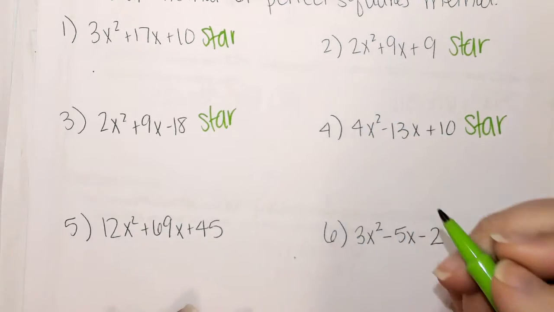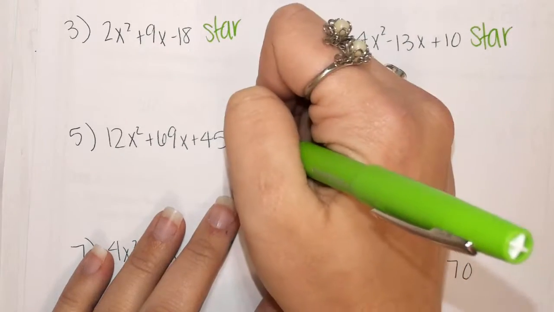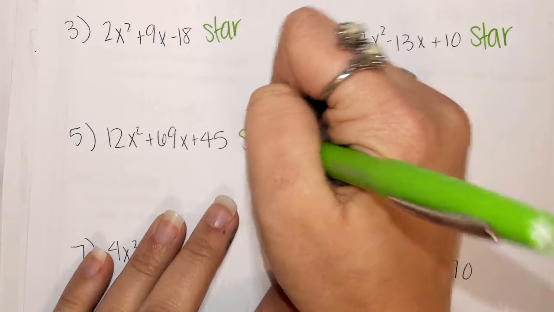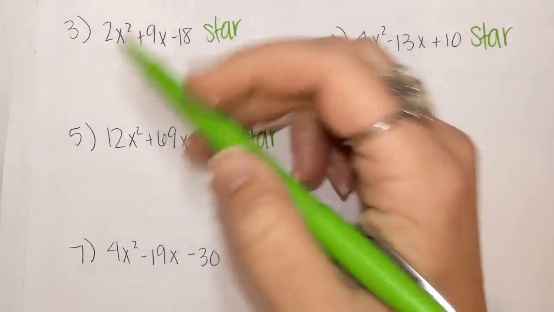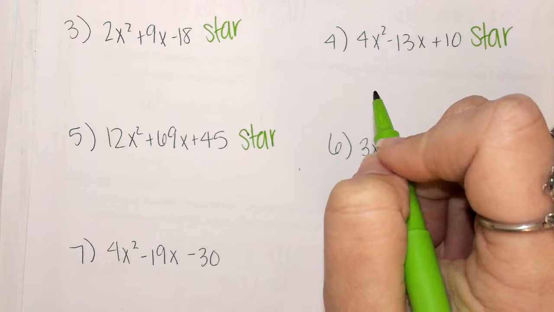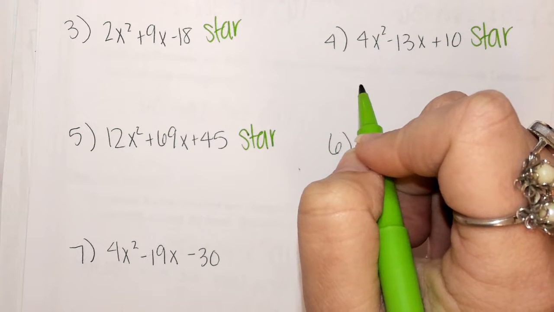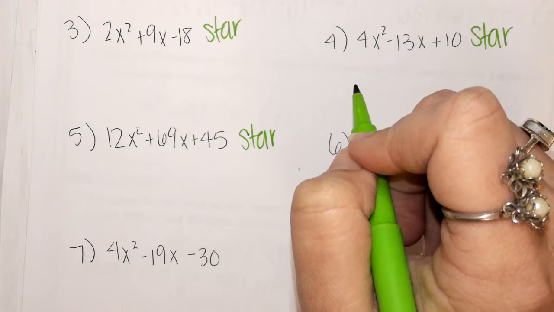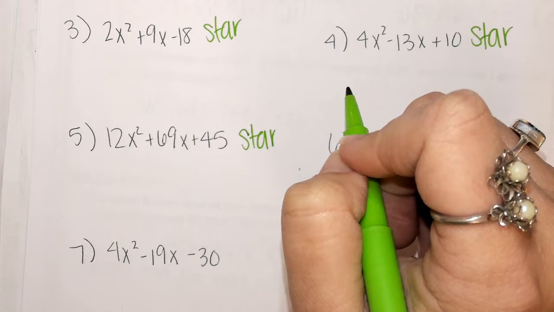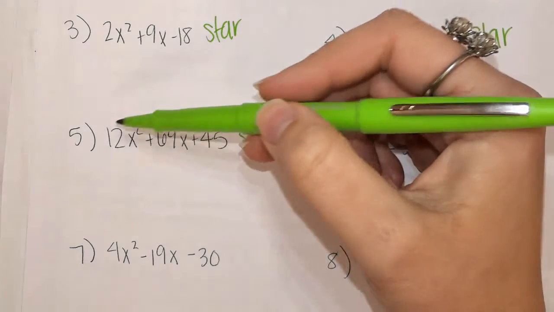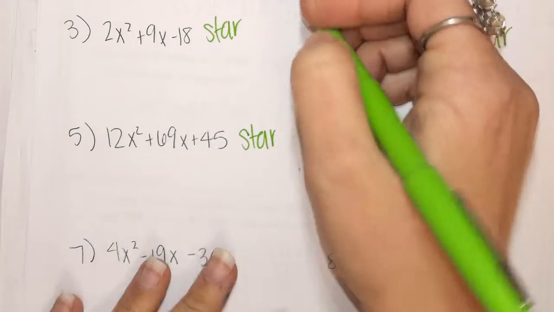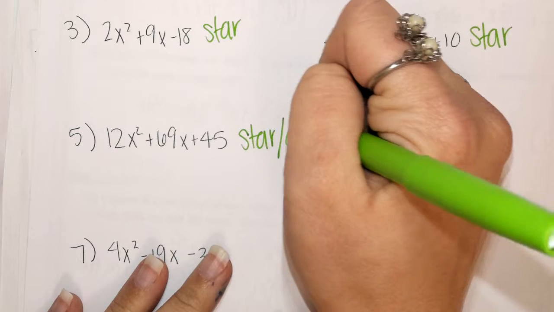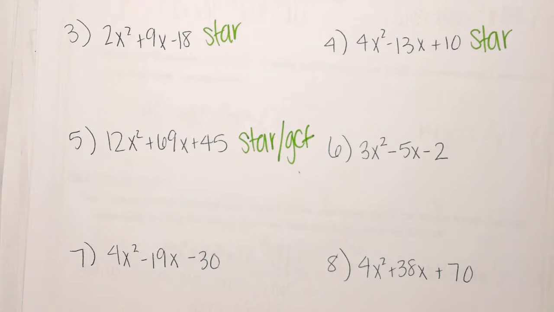12 and 45 are not perfect squares. So, star. Do you think there might be a GCF in this? What number do you think goes into 12, 69, and 45? At least 2. What number goes into all of these? 3! Look at you go. So you're going to need to factor out a GCF first. Take a point, Jackson.